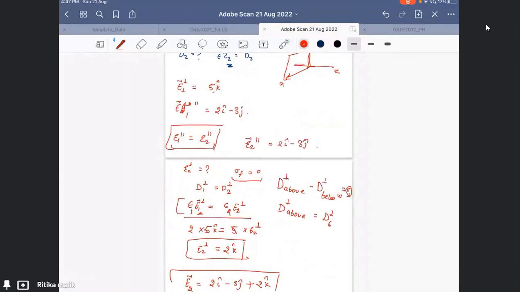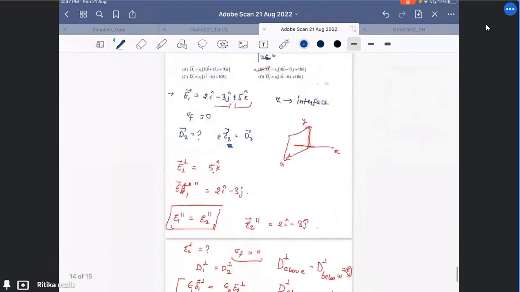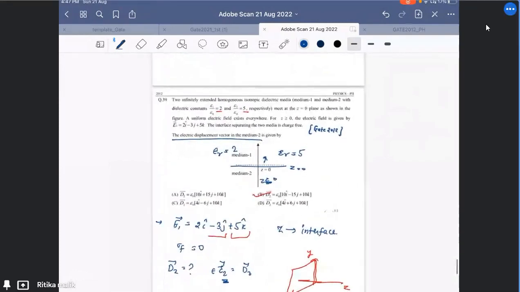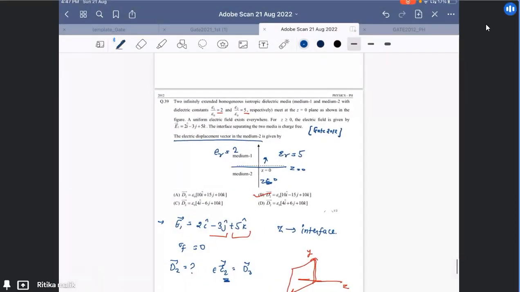Ma'am, how is sigma s equal to 0? Sigma s is 0. They have given that the interface separating the two media is charge free. They already said there is no charge between the two media, so we have taken the charge free region. That's why sigma s is 0. Okay, I understand.